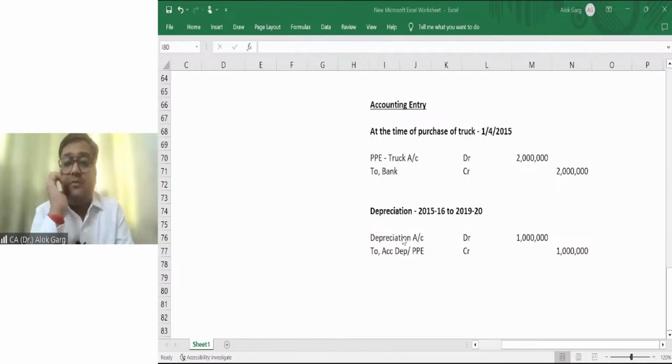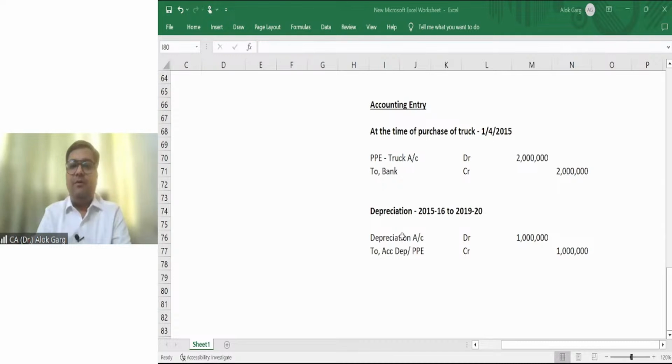Now, 31st March 2020, replacement. What accounting entry you need to pass for replacement? On 31st March 2020, you have the two values. So PPE truck other than engine is 844,770. PPE engine is 155,230. Right?